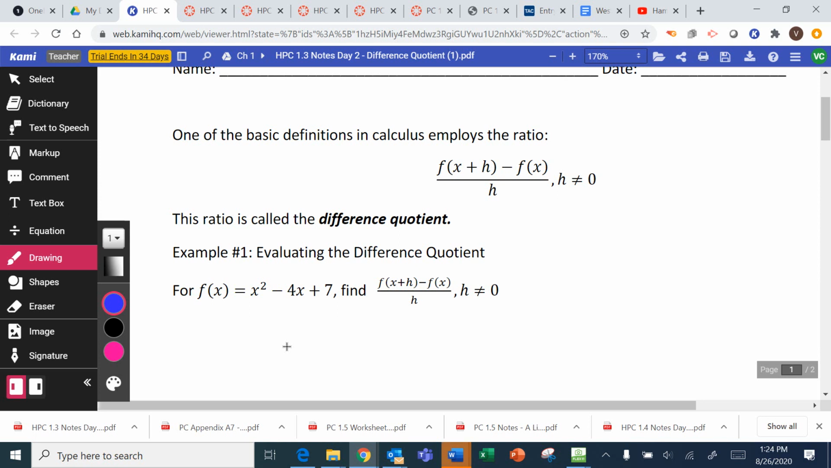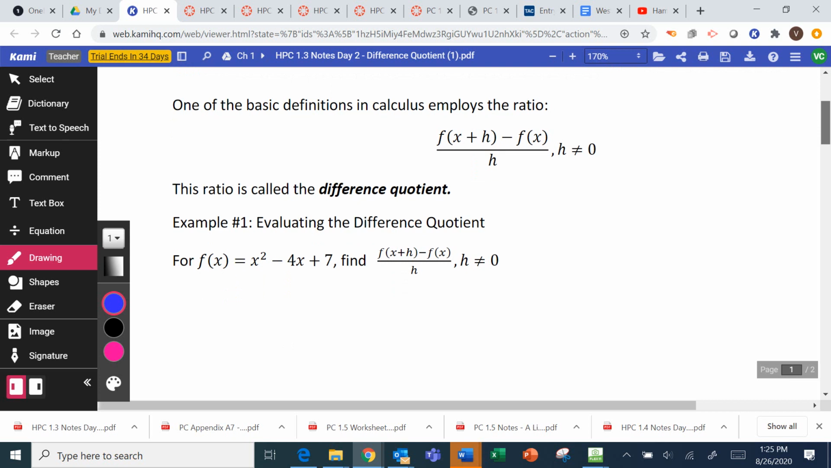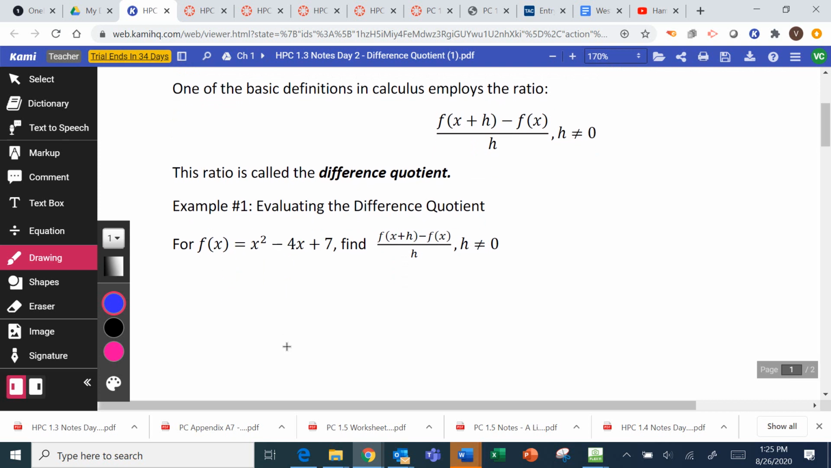f of x plus h minus f of x, all divided by h, where h cannot equal 0. All right, why can't h equal 0? Undefined, right? All right, so in your assignment, you're going to evaluate the difference quotient with the information that they give you. Now, this example, from what I heard, is even harder than some of the questions in your homework. Just so you know.